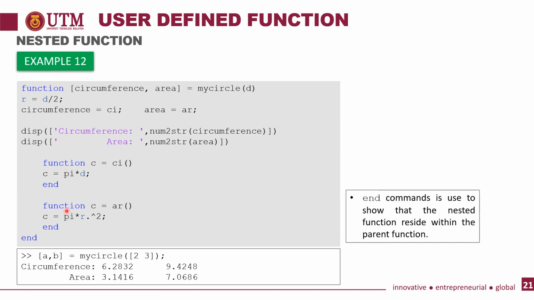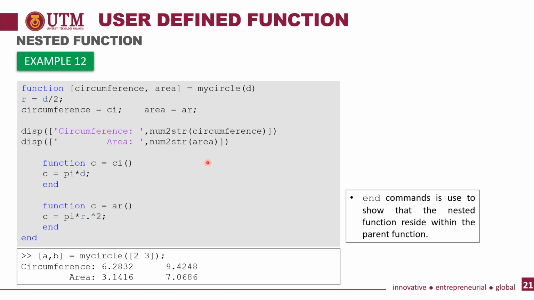So in a nested function you must have an end to show that the nested function resides within the parent function. In a normal function you don't have an end, but in a nested function you have an end here. Those two functions belong to myCircle. It means that the Ci and AR local functions belong to myCircle, because those two functions are located before the end of the myCircle function. All right, so basically the theory is like that.